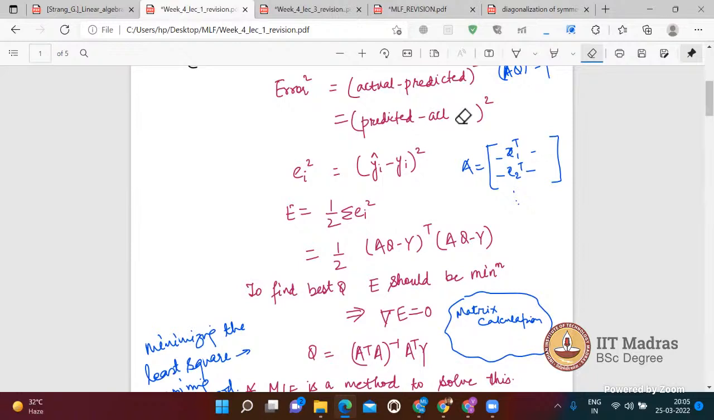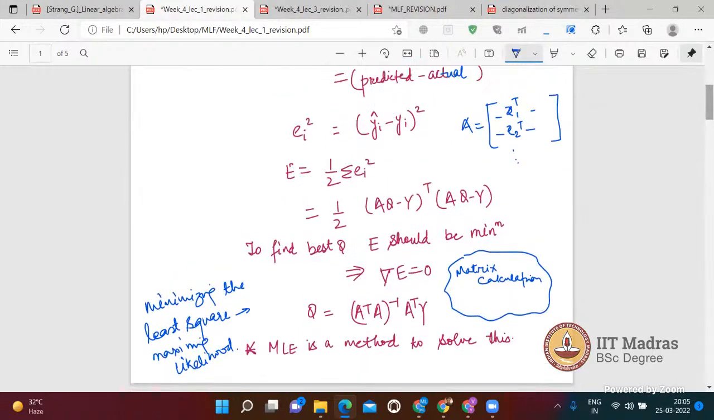So this is actual. Yeah. So predicted minus actual can be written in the form of a matrix as A theta minus Y transpose times A theta minus Y. You are already aware of how in matrix form we can write this square in the form of A transpose A.